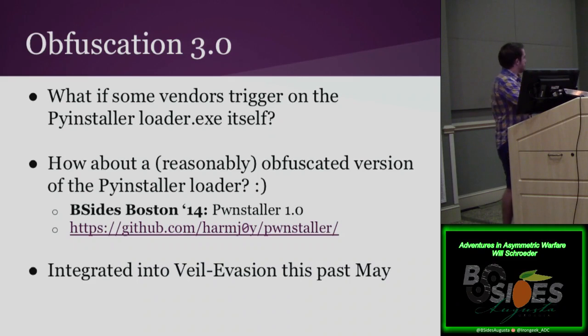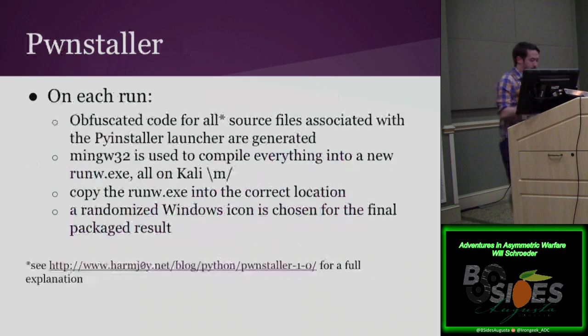It's also a standalone tool. In each run, obfuscated code for every single source file associated with PyInstaller is generated. MinGW32 is used to compile everything up into a new runw.exe, the little loader, all straight on Kali. You don't have to drop this to Windows. Everything's transparent, and you don't have to configure anything. The runw is copied into the correct location, and a randomized Windows icon is chosen for the final package. I have a blog post on PyInstaller, and I think the video and the slides for the BSides Augusta presentation are out if you're interested.